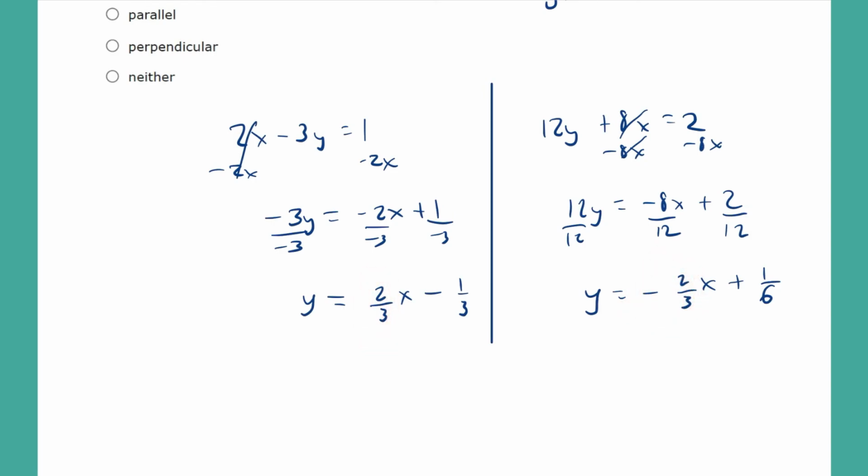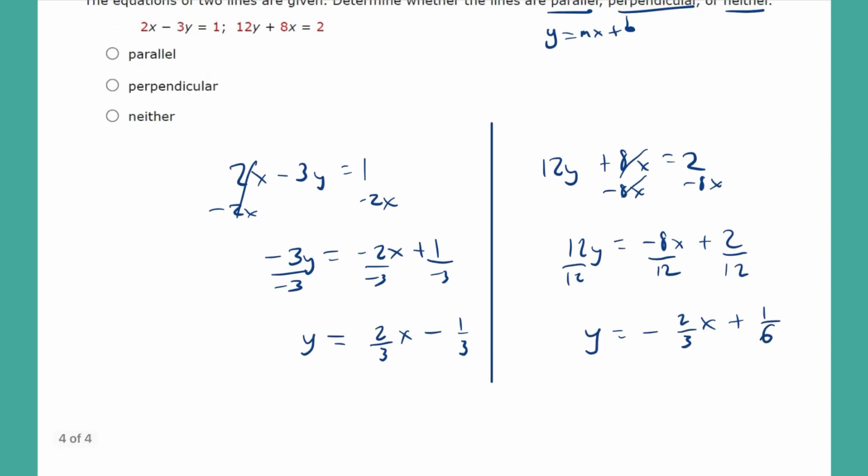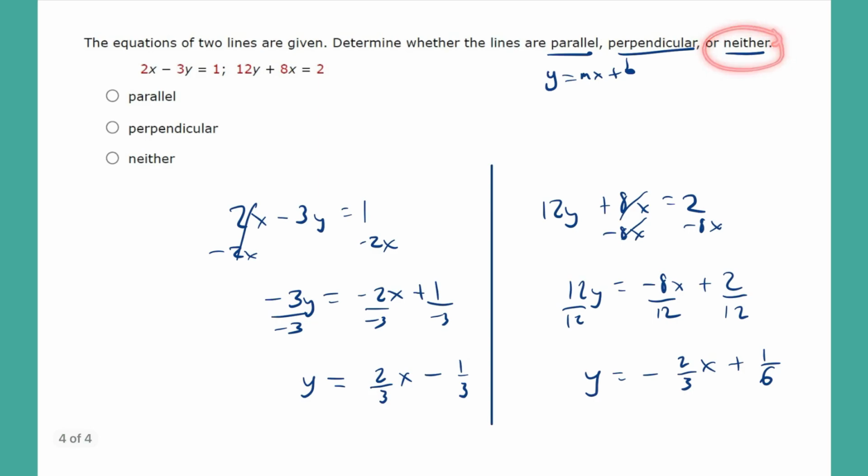So that means that they're not parallel, because in order to be parallel, they would have to be equal, which they're not. In order to be perpendicular, they would have to be opposite reciprocal, which they're not. And therefore, they are neither. So the final answer would be neither. And that concludes this section.